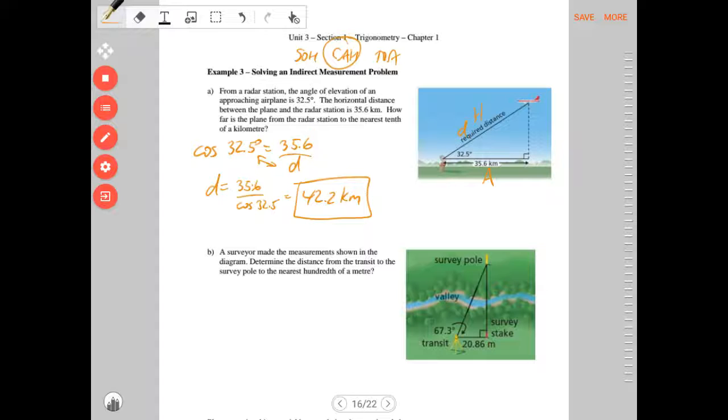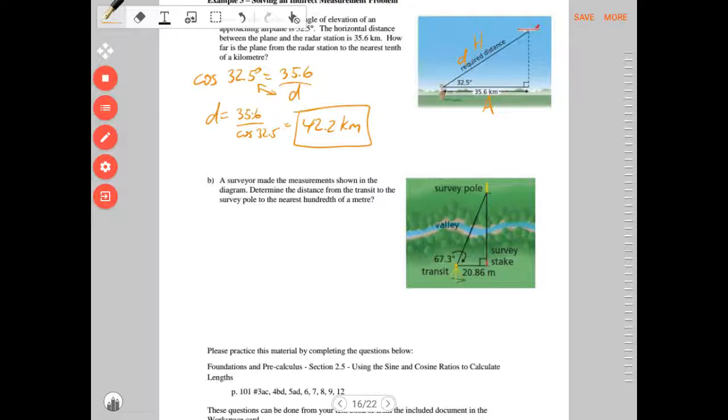So for B, and sorry guys, I know the pictures didn't show up all that good on your black and white notes, but here's some color. A surveyor made the measurements shown in the diagram. Determine the distance from the transit to the survey pole to the nearest hundredth of a meter. So the survey pole, and the transit. That's what I want to figure out the distance of.